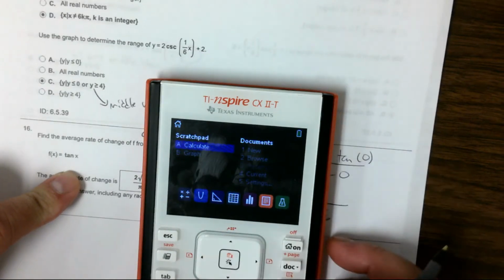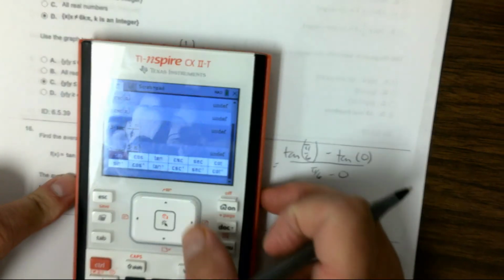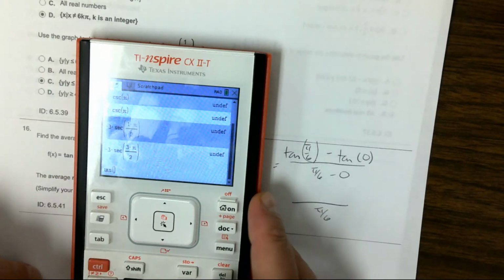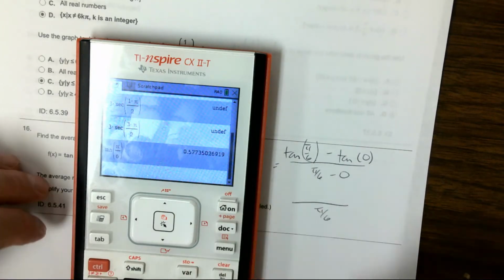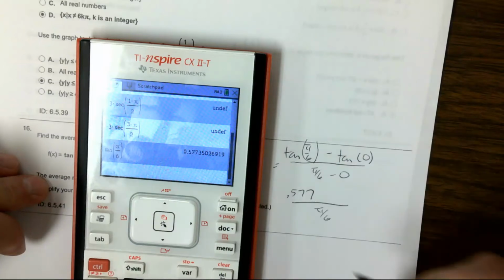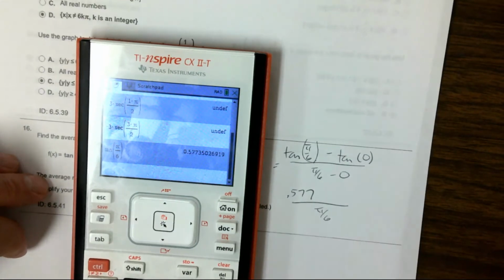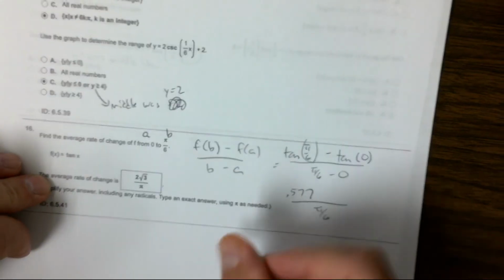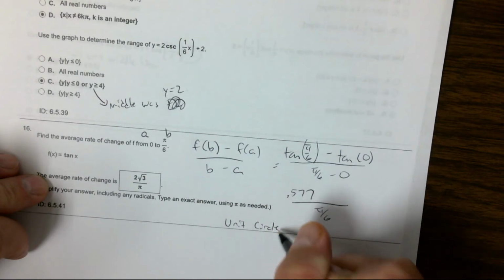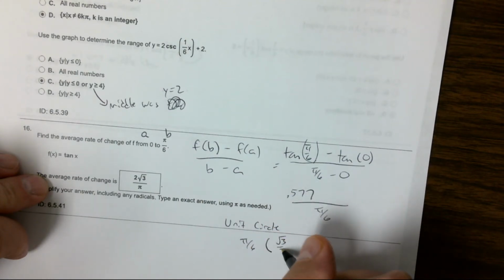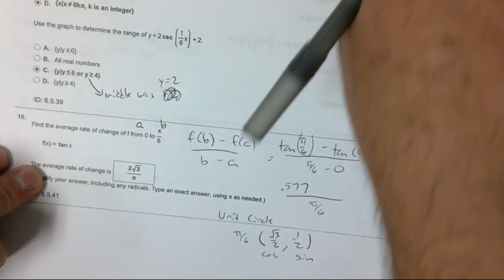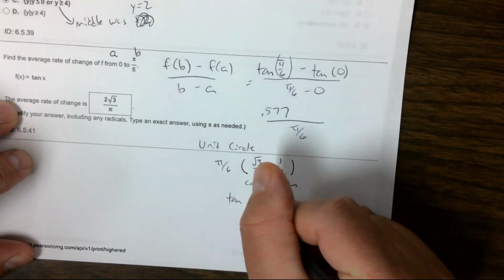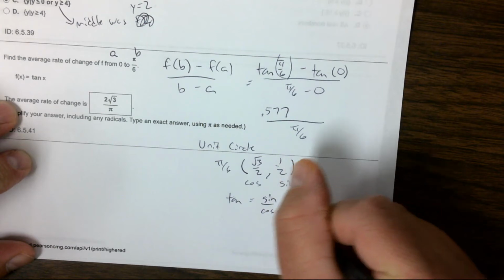When we go to the calculate screen, we say tan of pi 6. This is the one that's 0.577. So this is where you may have to refer to your other notes about what is that decimal. Or you can refer to your unit circle. At pi 6, we have square root of 3 over 2, comma, a half. This is cosine, this is sine. If we want tangent, that'd be sine over cosine, or you could think y over x.